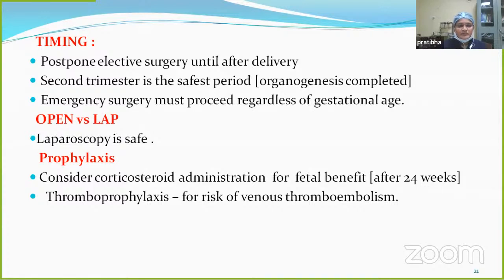Coming to the prophylaxis, corticosteroid administration for fetal and maternal benefit after 24 weeks, and thromboprophylaxis for venous thromboembolisms. Corticosteroid prophylaxis like betamethasone and dexamethasone can be given. Betamethasone 6 milligrams can be given over 24 hours in 2 doses, and dexamethasone is given as 4 milligrams in 4 doses, 6 hours apart.